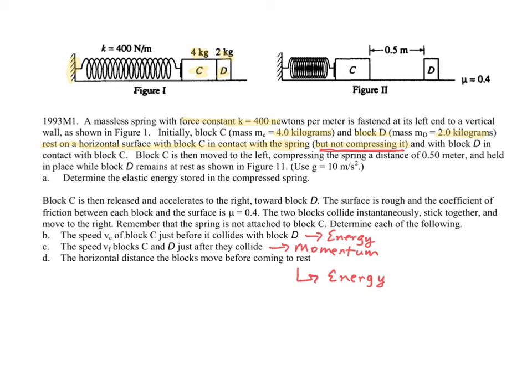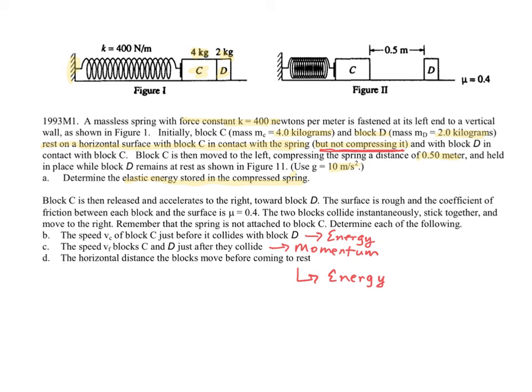Then it says block C is then moved to the left, compressing the spring a distance of half a meter, and it's held in place while block D remains at rest. And it tells you to use 10 meters per second squared for g. What's the elastic energy stored in the compressed spring? I'm sure you can do that based on the information given, the k value and the amount of the compression.